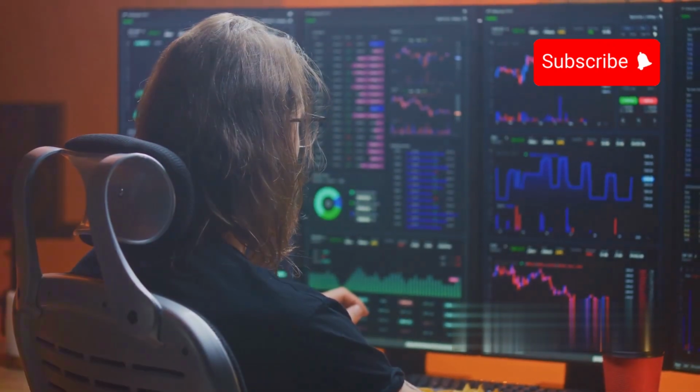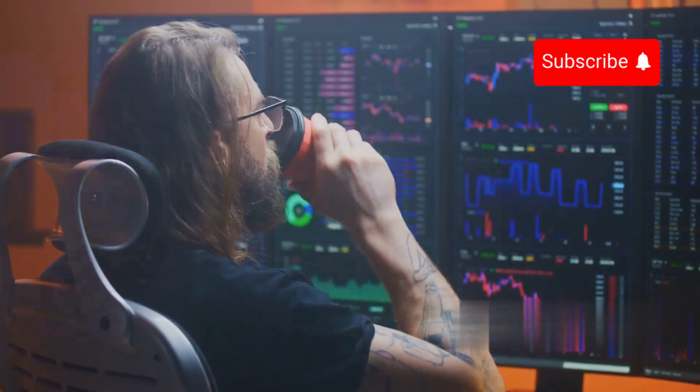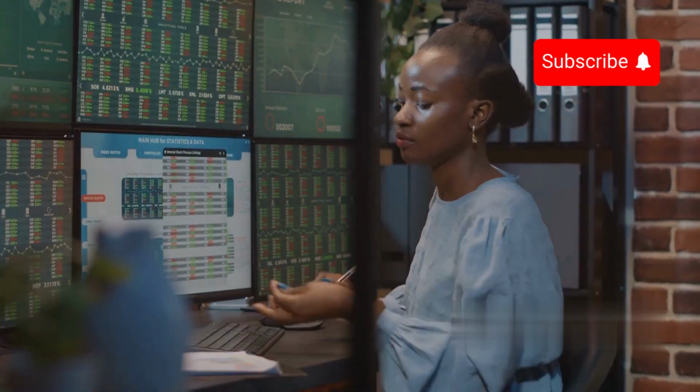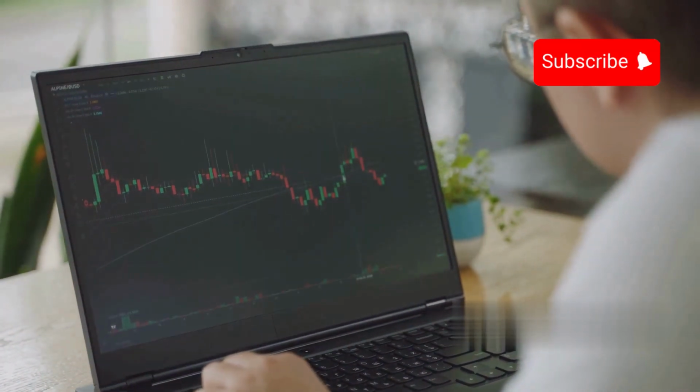Successfully setting up and executing a trade involves more than just clicking buy or sell. It requires a thorough analysis of the market, a clear strategy, and disciplined execution. Let's walk through the steps involved in setting up a profitable trade.